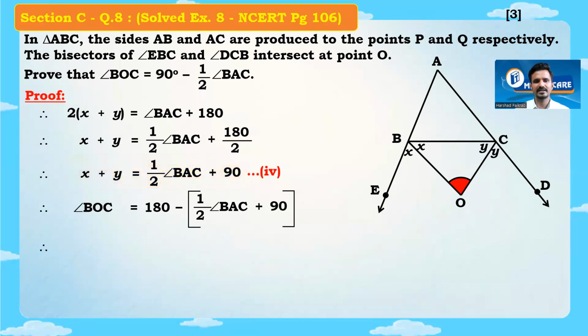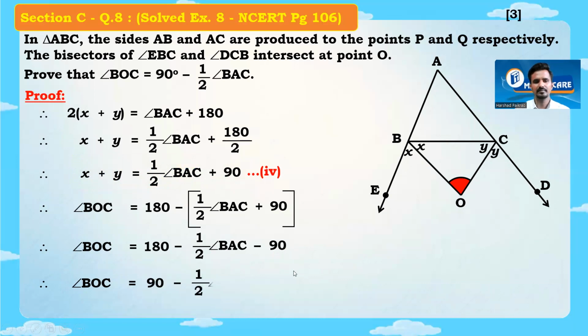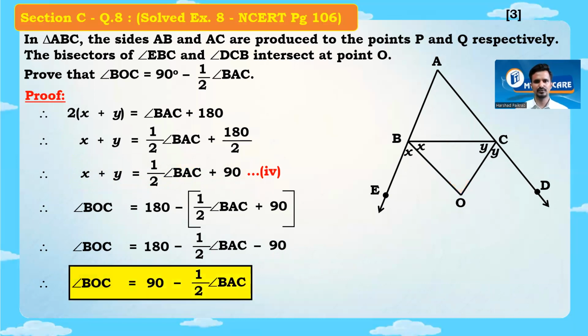But remember, there must be a bracket. Then we will open the bracket in the next step. We will get 180 minus half BAC, and minus into plus will also become minus, so it will become minus 90. In the next step, we just have to subtract the numbers. What is 180 minus 90? It's just 90. So we get 90 minus half of angle BAC. And this is what we had to prove. We get 3 marks for this question.